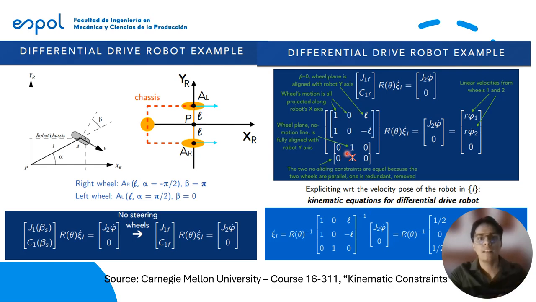Because both wheels are parallel, only one independent constraint remains, which links the robot's linear and angular velocity to the angular speeds of the wheels. In simple terms, this matrix means that the linear velocity is the average of both wheel velocities. The angular velocity depends on their difference. So this explains how the robot can move straight, turn, or spin in place depending on the wheel speeds.